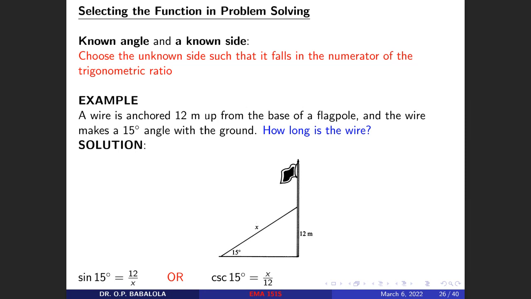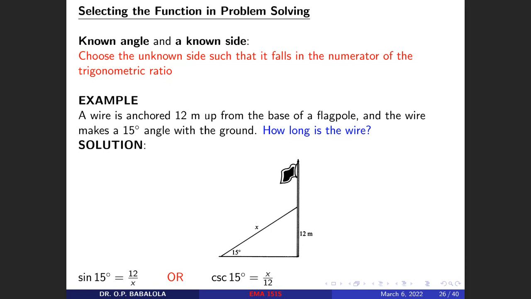Now this is where we should start today's class. Selecting the function in problem solving. We usually would have a known angle and a known side. And in some cases, we have known sides, and we would be told to look for the angle. But in any case, when you have a known angle and a known side, it's important that you choose the unknown side such that it falls in the numerator of the trigonometric ratio.